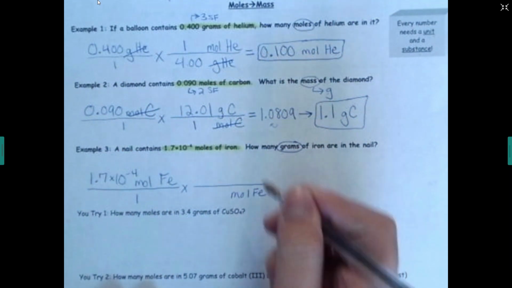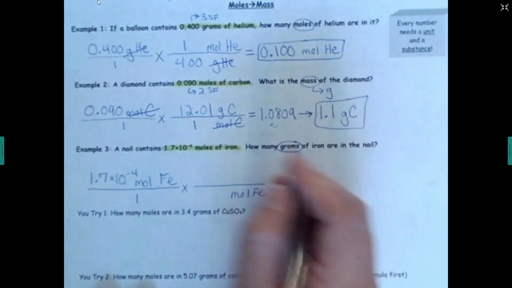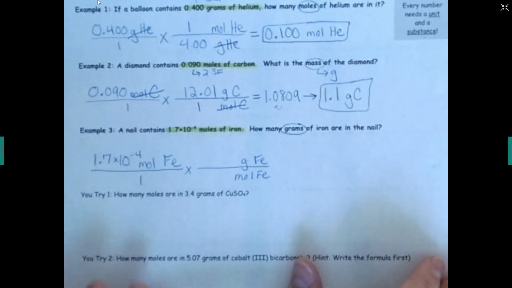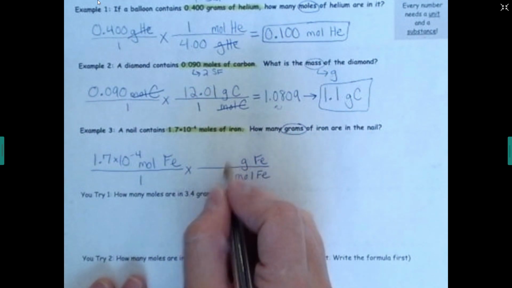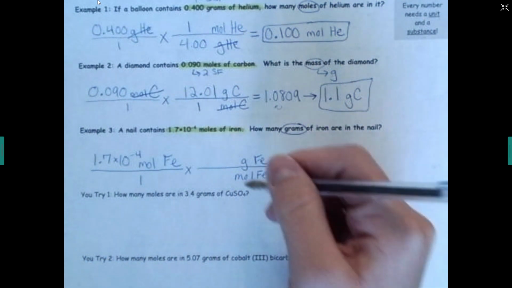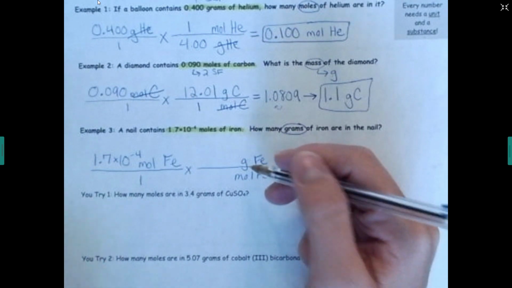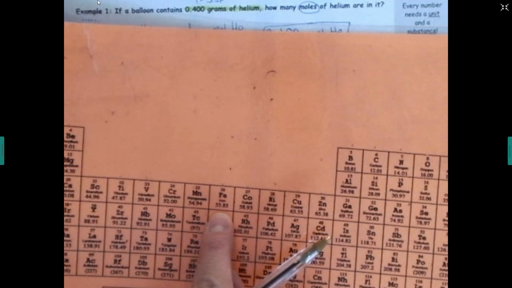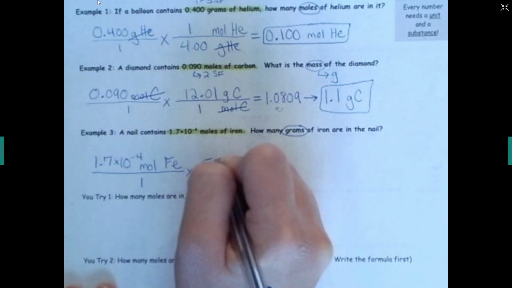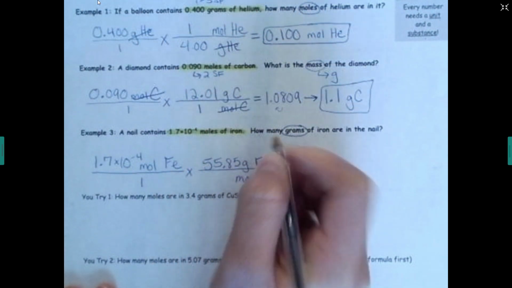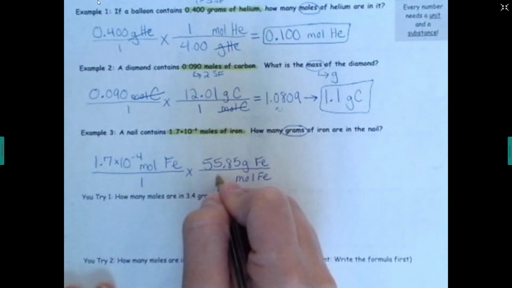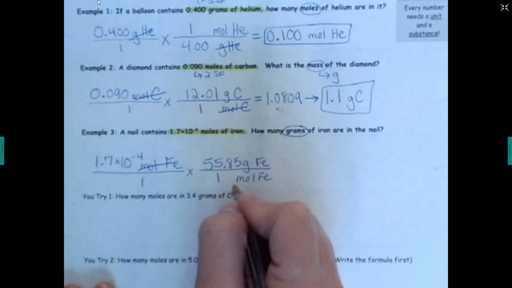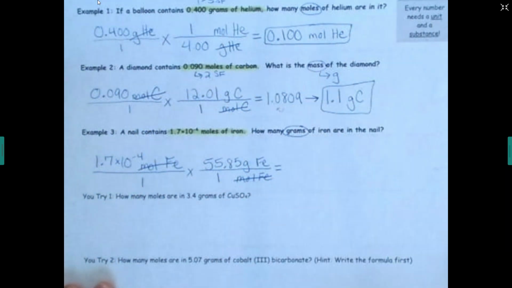Now whatever I'm looking for goes on top. I'm looking for grams of iron. So grams of iron goes on top. Okay, now I can fill in the numbers. G for grams tells me to go to the periodic table. Fe has a molar mass of 55.85. Wherever I see the word mole, I'm going to put a 1. Okay, grams per mole, good. These guys cancel. Let's do the math.